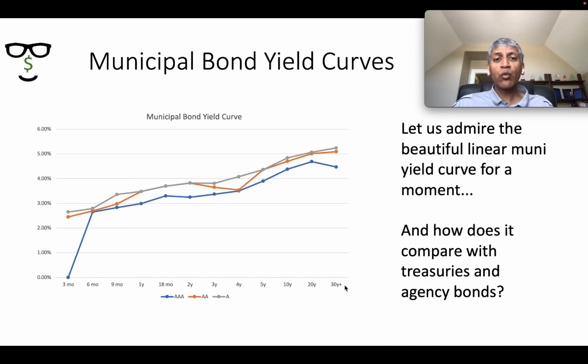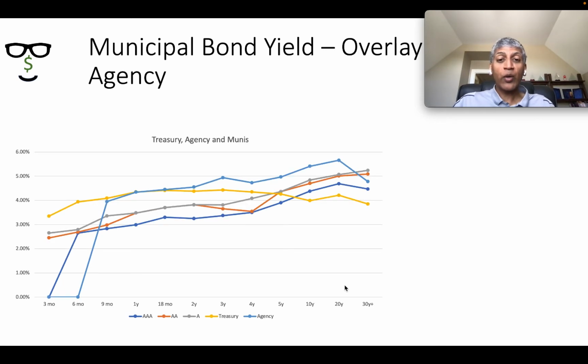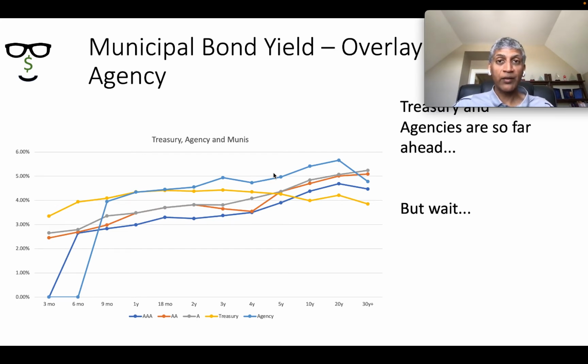But I wonder how it would be if we overlaid this on top of the treasury and agency yield curve to see what is the better option based on each duration. And if we were to do it as you see here, it would be a blunder. Meaning, if I just took the raw treasury, which is the yellow curve, the agency, which is the blue curve, and threw it upon the AAA, the AA, and the single A and said, holy moly, this looks terrible. It looks like we should all buy agency bonds and not even look at municipal bonds. That would be terrible. And there is a very simple reason for that.